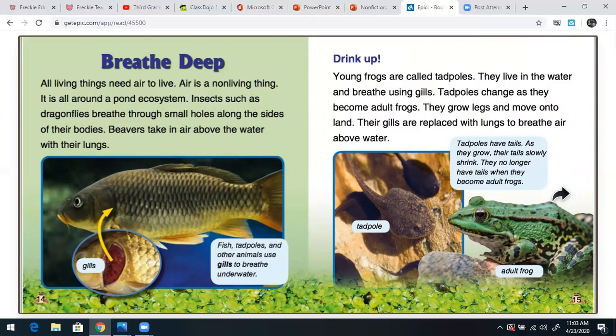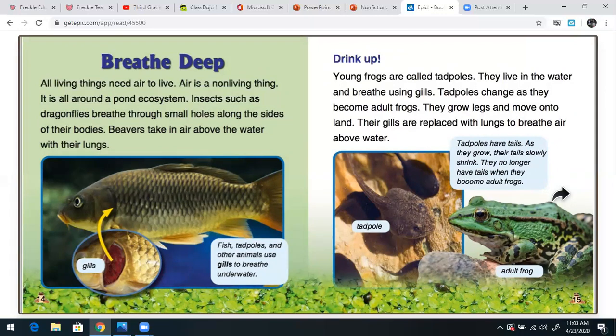Drink up. Young frogs are called tadpoles. They live in the water and breathe using gills. Tadpoles change as they become adult frogs. They grow legs and move onto land. Their gills are replaced with lungs to breathe air above water.